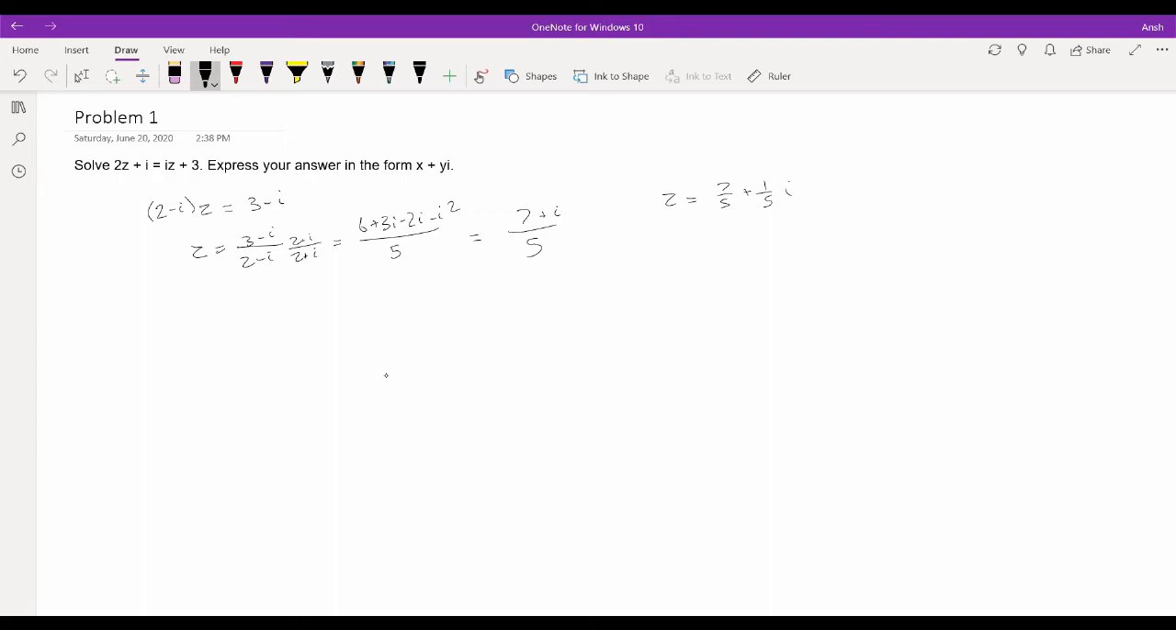So this is a pretty simple problem. It just shows that you always want to group the imaginary parts separately and the real parts separately. And you basically just deal with imaginary numbers in the same way as the real numbers that you've done before.